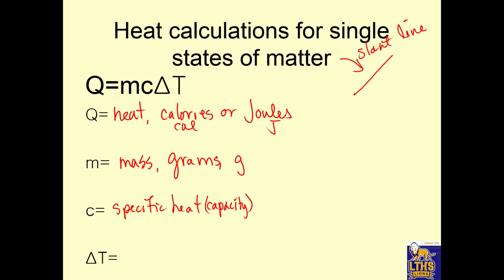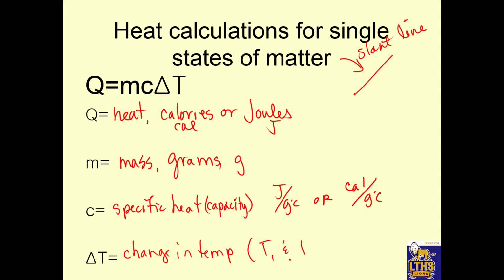It's measured in what we saw in the last slide, joules per gram degree Celsius or calories per gram degree Celsius, so that we can compare different things. This number will be different for every gram degree Celsius depending on the substance. And delta T is the change in temperature. You have to take the difference. You're going to have two temperatures, temperature 1 and temperature 2, and then subtract. Always do big minus small, and you'll be safe.